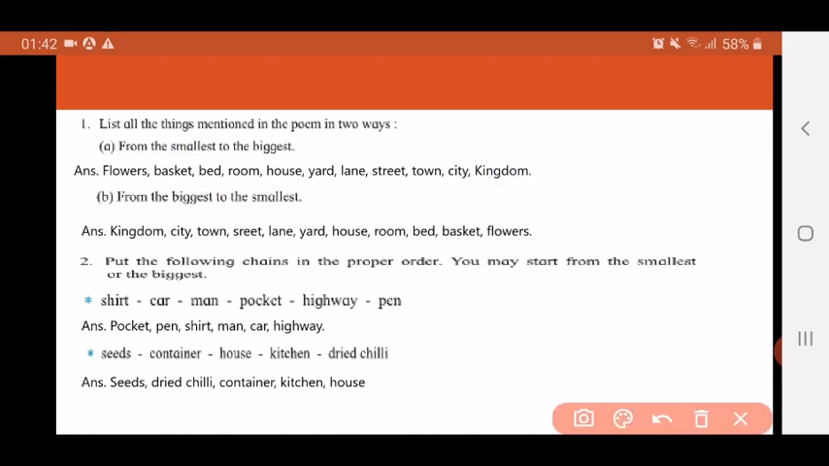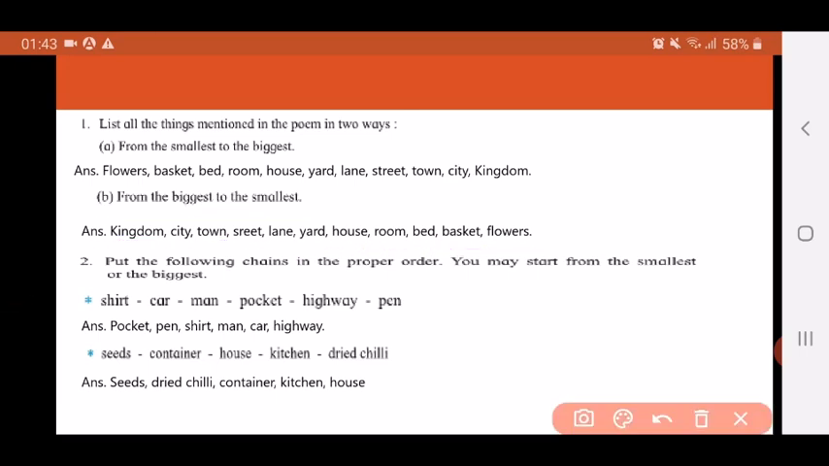Now, same way, list the things mentioned in the poem from biggest to the smallest. So now you have to start from kingdom and end with flowers. Kingdom, city, town, street, lane, yard, house, room, bed, basket, flowers.